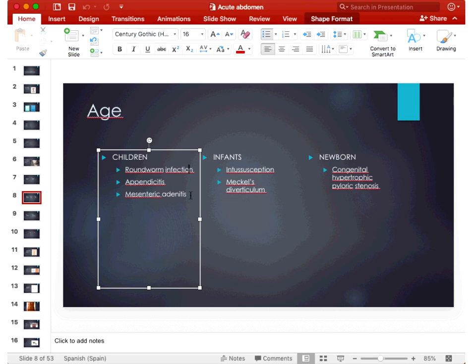It is mesenteric adenitis, and this is the lymph nodes in the mesenteric sheet. They become inflamed, and they simulate, or you can find them very similar to appendicitis. But the clue to find mesenteric adenitis is the background that the child had previous cold symptoms. So before the abdominal pain, he presented with flu-like symptoms.